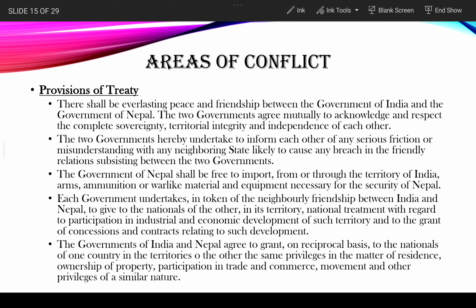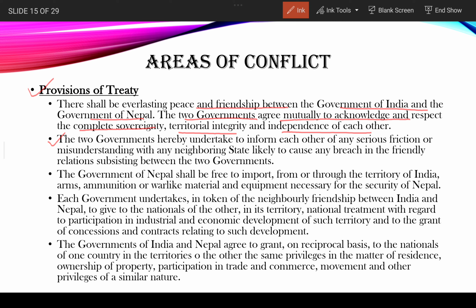Okay, so now let's come to the provisions of this treaty. Let's look at a few provisions. There shall be an everlasting peace and friendship between the government of India and the government of Nepal. The governments should agree mutually to acknowledge and respect the complete sovereignty, territorial integrity, and independence of each other. So basically, through this treaty, India accepted Nepal as a sovereign state.